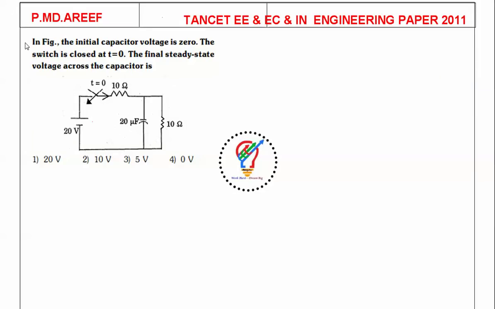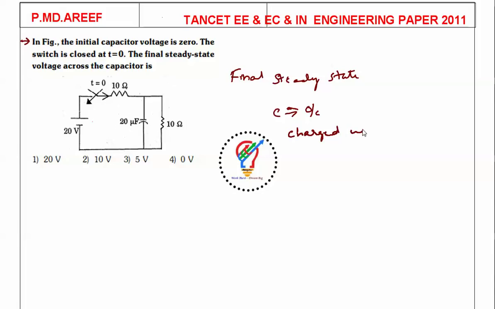Next question here. In the figure, the initial capacitor voltage is 0. The switch is closed at t is equal to 0. We need the final steady state voltage. In the final steady state, the capacitor acts as an open circuit, and it will be charged up to the voltage across this 10 ohm resistance.